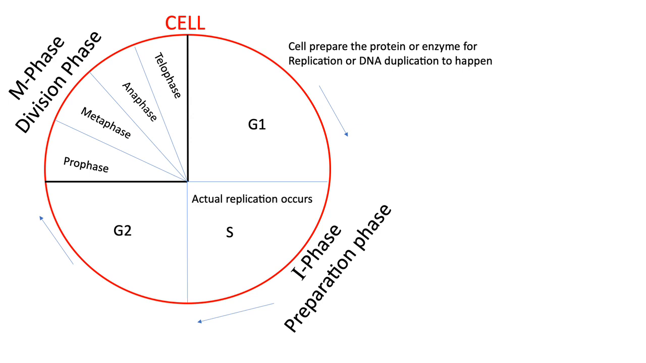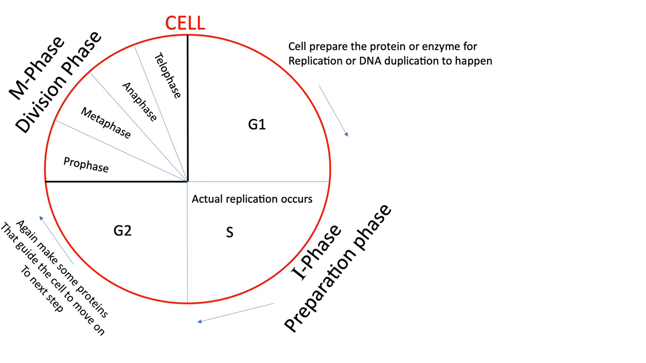In S phase, actual replication occurs. And in the G2 phase, again the cell will make some kind of proteins that further guide the cell to move towards the next step. So all these steps are necessary for a proper functioning or proper cell cycle division.